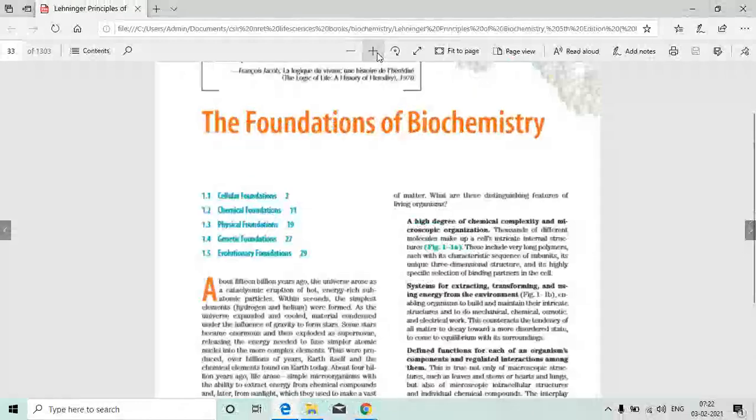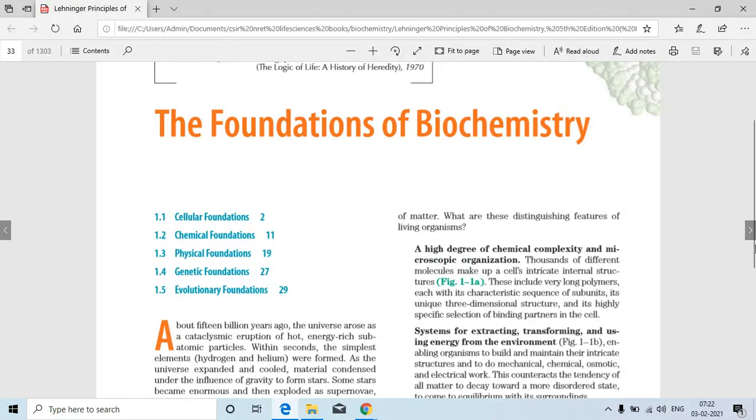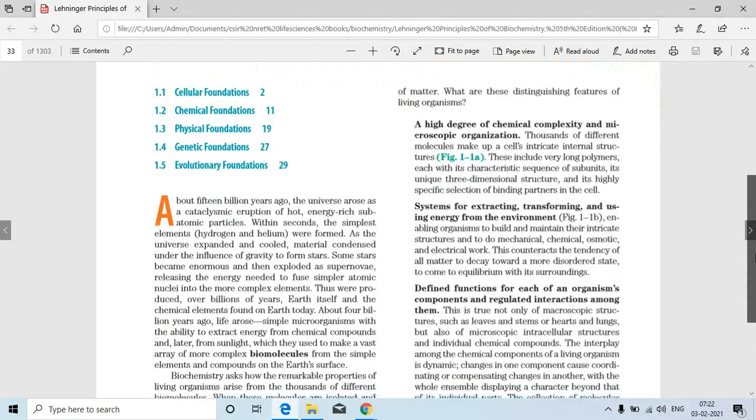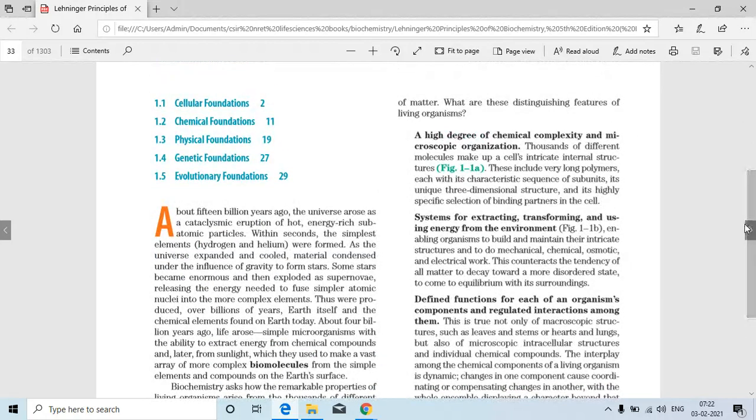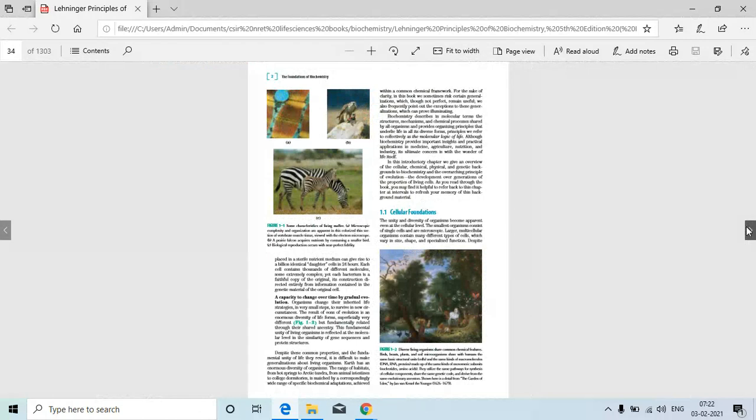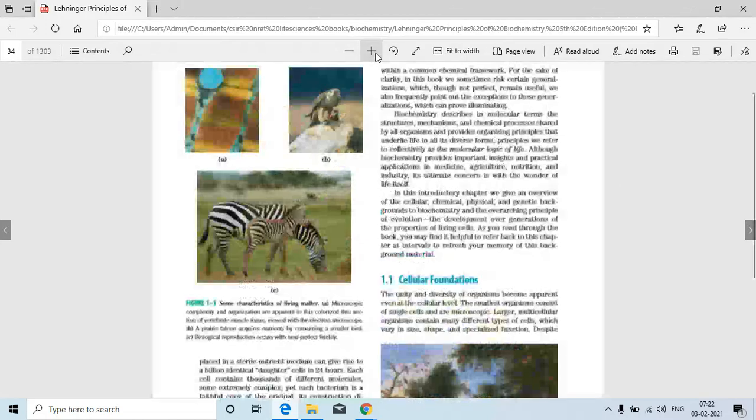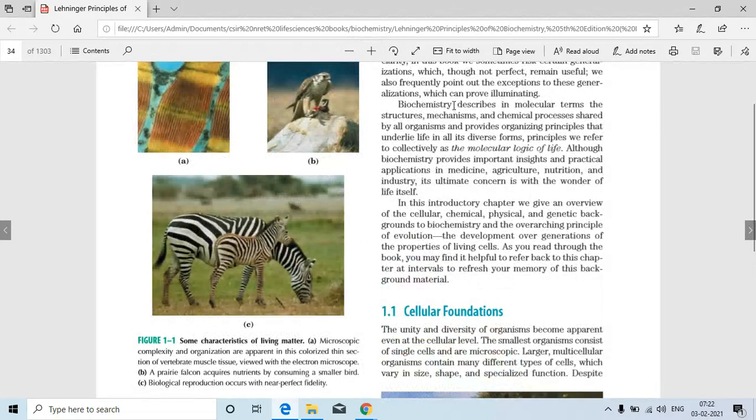I'll move to the first page. Nothing is more important given, so we'll move to the next page. So here, the first part, which is cellular foundations, we will discuss. Before that, we will discuss the definition of biochemistry.